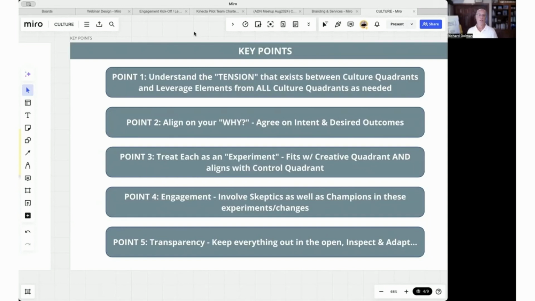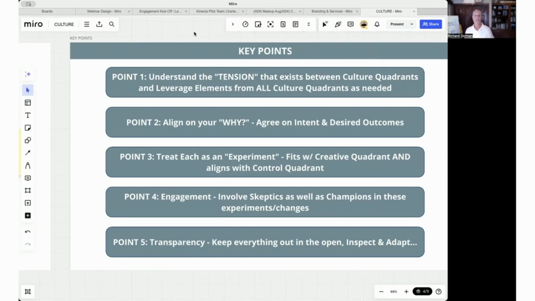Point number two, align on your why. Simply put, you need to get alignment and agreement on what is the intent of doing these things and what is the desired outcome. So if you're trying to create or form more cross-functional teams, be sure you can explain why it's important to you, what the outcome or the intent of that is, and that will allow people to get aligned to the idea, and then you can start negotiating any resistance that you might see.